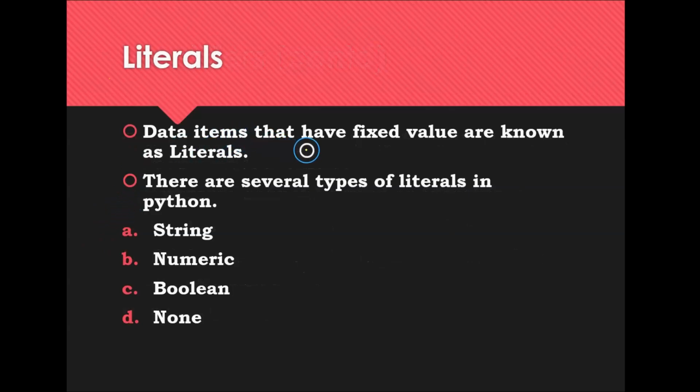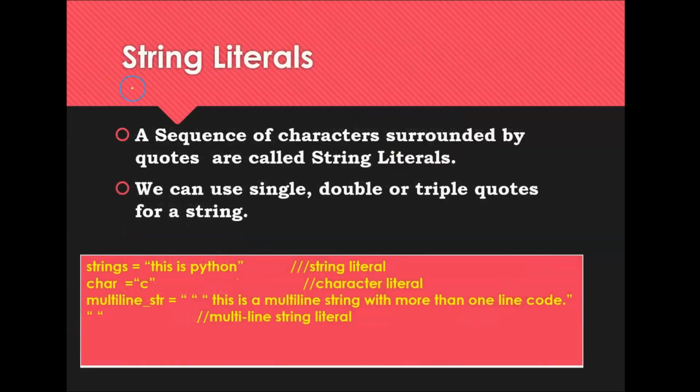So data items that have a fixed value are known as literals. So the data items which have a fixed value. Okay. So there are several types of literals in Python. One is string literal, second one is numeric literal, boolean literal, and None. So let us see all those things one by one. We know the string literals. What is meant by string?